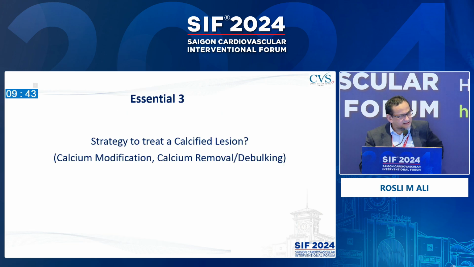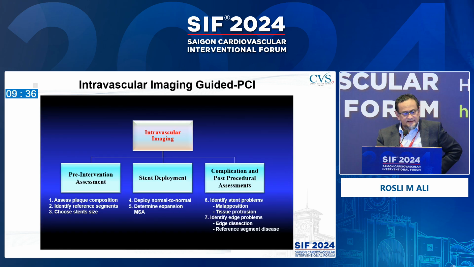The third essential is how you want to treat a calcified lesion, whether calcium modification, calcium removal, or debulking. This is a slide that was given to me by Hui Chim, and he said that intravascular imaging is essential in how we manage calcified lesions, and I think this is something that we should inculcate. I know that not many centers have intravascular imaging, not many can do it because of cost, but at least we try to understand that it is essential, and we work towards it.